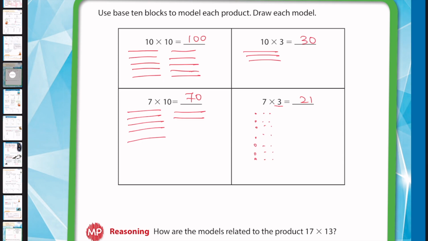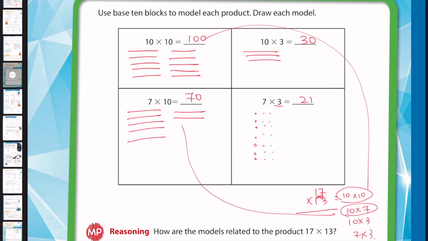How are the models related to the product 17 times 13? So 17 times 13. Do you remember we have what? W strategy, right? So it's going to be 10 times 10, and then second step is what? 10 times 7, and third step is 10 times 3, and fourth step is what? 7 times 3. You see 10 times 10 is here. 10 times 7 is this one. 10 times 3 is this area. And 7 times 3 is this area.